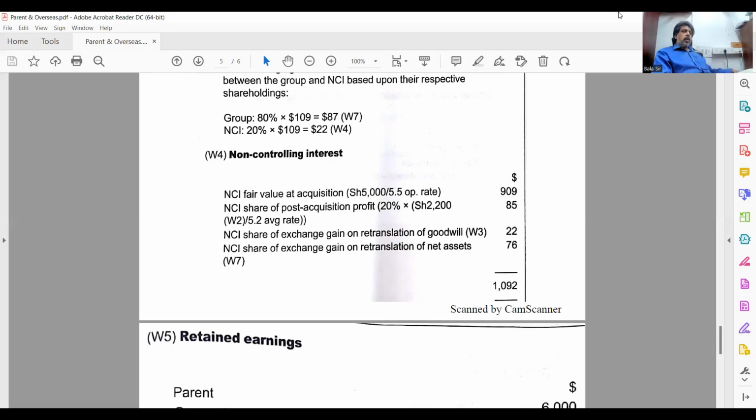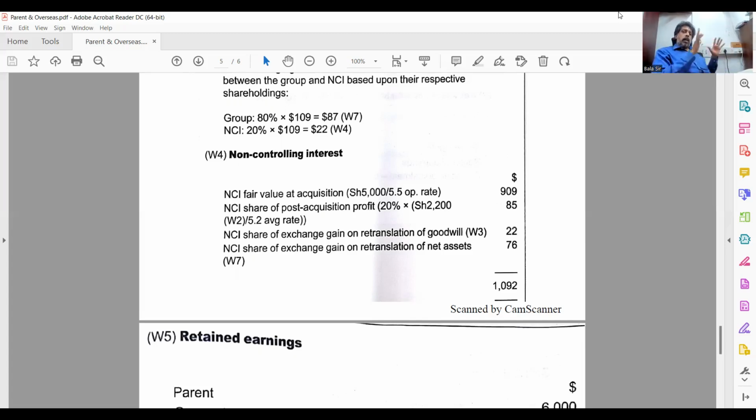But you need to get the NCI share in what? In the exchange gain arising on translation of the foreign subsidiary's balance sheet, right? For that, we have to go to working note 7. You can keep this part pending.